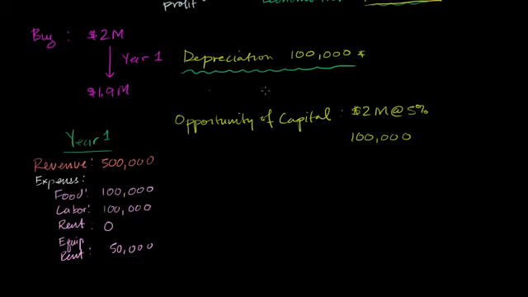But we do have a depreciation expense, and I'll write that in another color. We do have a depreciation expense of $100,000. And we don't think about the opportunity cost of capital. What we could have done, this is opportunity cost of capital, what we could have done with that $2 million that we used to buy the building.